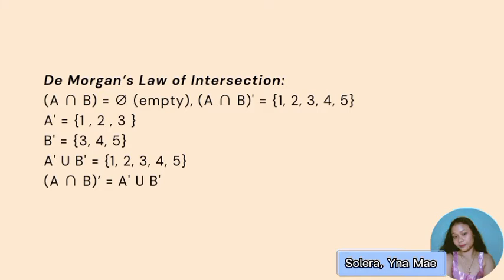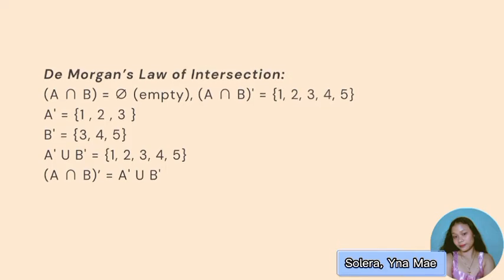De Morgan's law of intersection. The intersection of A and B is equal to empty. The complement of A intersection B is equal to 1, 2, 3, 4, 5, and thus the union of A prime and B prime is equal to 1, 2, 3, 4, 5, as A prime is equal to 1, 2, 3, and B prime is equal to 3, 4, 5. So, the complement of A intersection B is equal to the union of A prime and B prime.